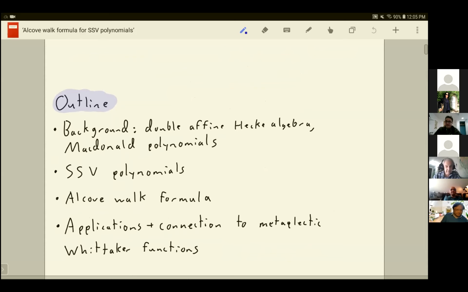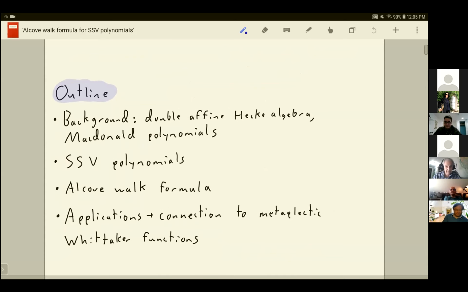So the outline of this talk: we're first going to do some background. We're going to talk about the double affine Hecke algebra and how that gives us Macdonald polynomials, because that's precisely what we'll generalize to get SSV polynomials. Then I'll give you some background on alcove walks so I can introduce the combinatorial formula, generalizing something that Ram and Yip did back in 2010-ish. And then at the end, we'll go over some applications of this formula, and if there's time, connect it to Whittaker functions from metaplectic covers.